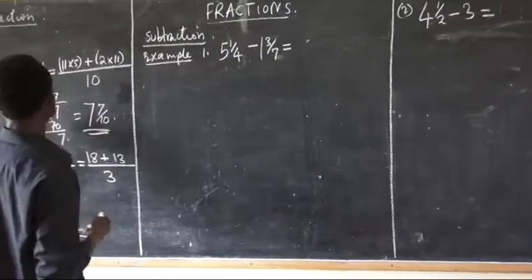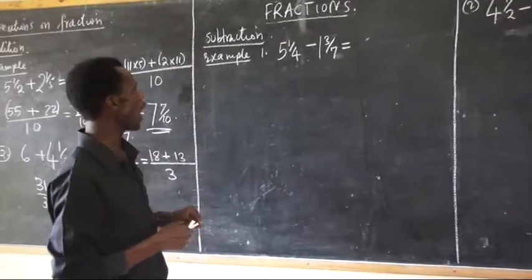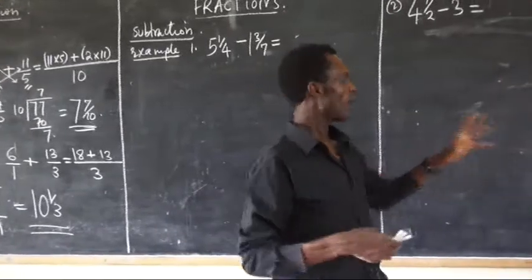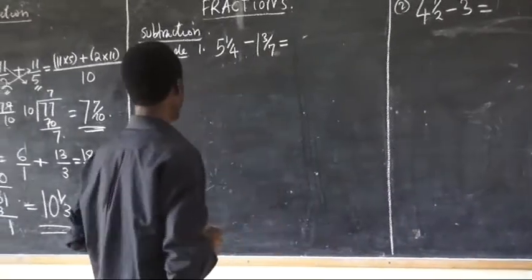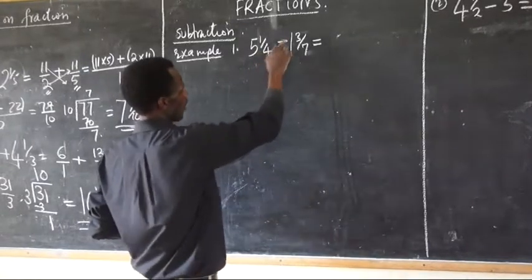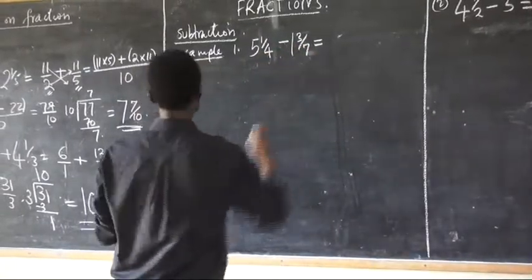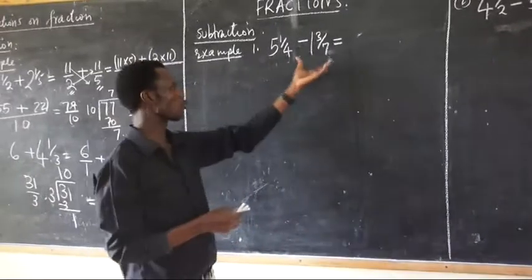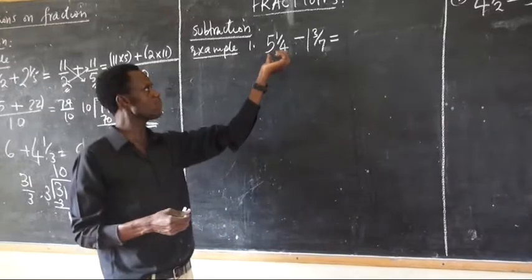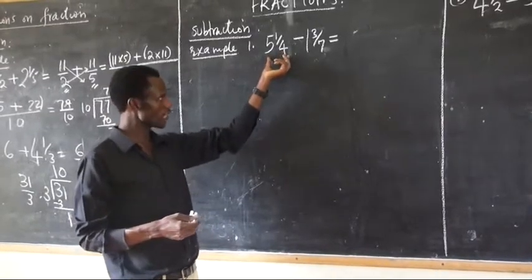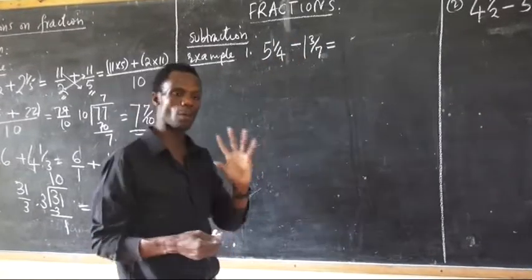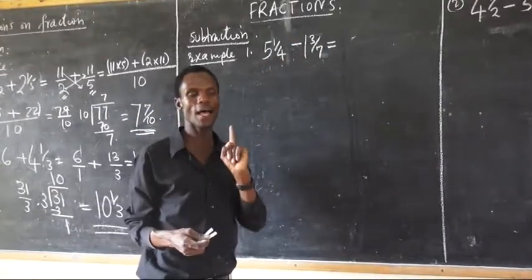Now after we have seen how to add up the fractions, let us look at subtraction. This is an example: 5 1 over 4 minus 1 3 over 7. Now we just want to find an answer from this question. The first thing that we have to do is to convert these mixed fractions into improper fractions.